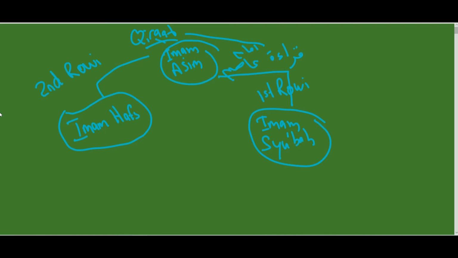Why are there two rawi? There is an incident that happened during the time of Imam Asim, because these two students are his two greatest students. It has been said that when Imam Hafs took the recitation of Imam Asim, he did not complete the khatam only one time. It is said in a kitab, a minimum of 30 times of khatam with Imam Asim.